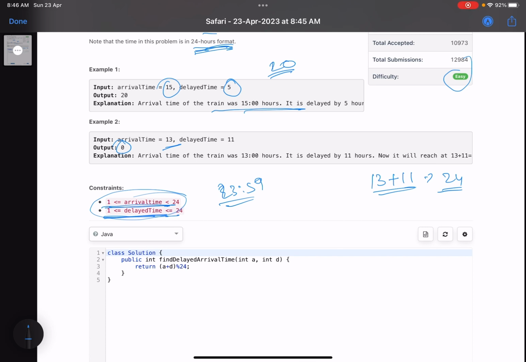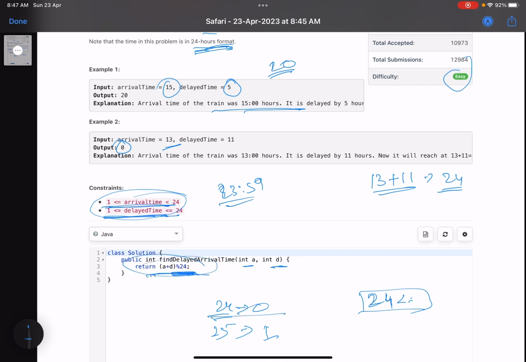All you need to do is add the arrival time and the delayed time. Okay, and if the value goes beyond 24, I would say greater than or equal to 24, all you need to do is take mod with 24, right? Because suppose your final answer a plus d comes out to be 24, so actually you have to convert it to 0. If it comes out to be 25, you have to convert it into 1, right? So that is why we have taken a mod and finally return your answer, right?